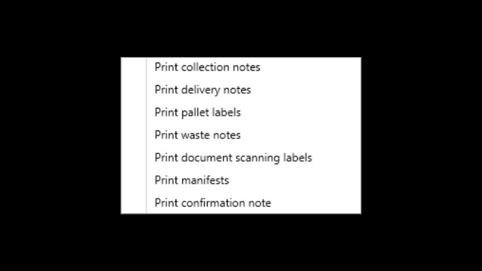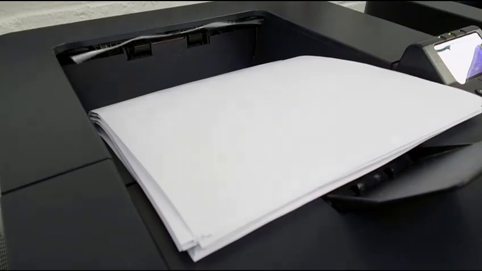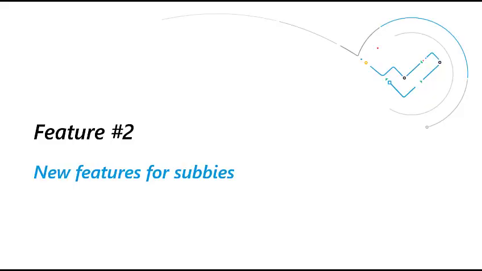We also added new right-click options to print various items, such as collection and delivery notes, manifests, waste notes, and more.